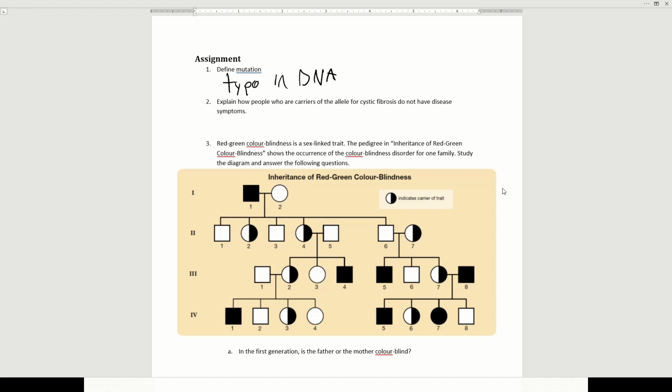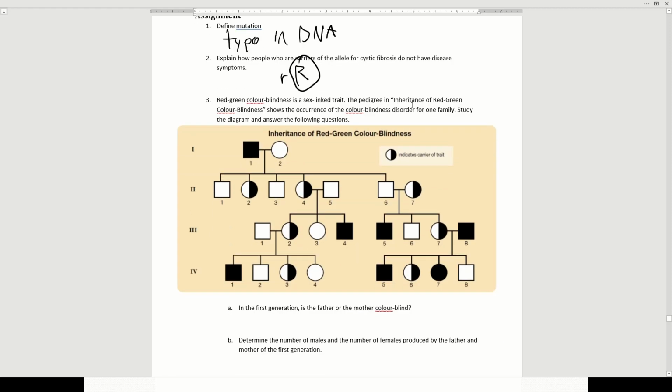Explain how people who are carriers of the allele for cystic fibrosis do not have symptoms while they have 1 good gene and 1 bad gene. So this one is dominant because cystic fibrosis is a recessive disease. It doesn't show up if you have the dominant, the good allele. Okay, and this shows red-green color blindness is a sex-linked trait. The pedigree is sex-linked, so that's important.